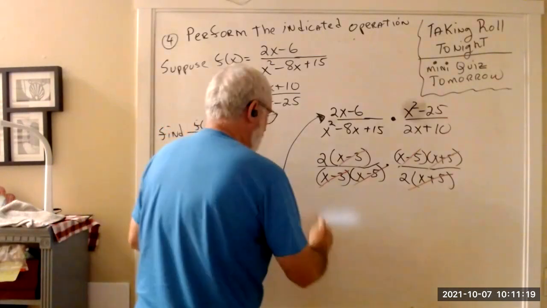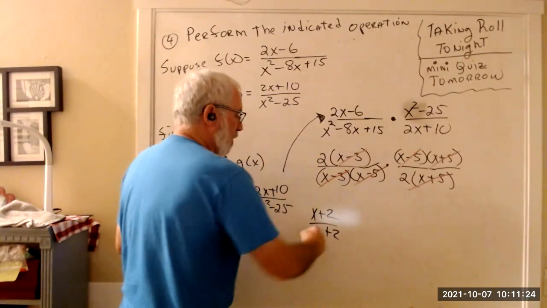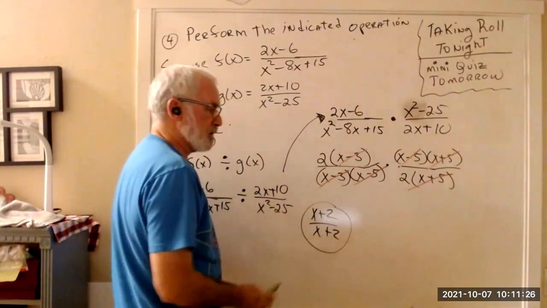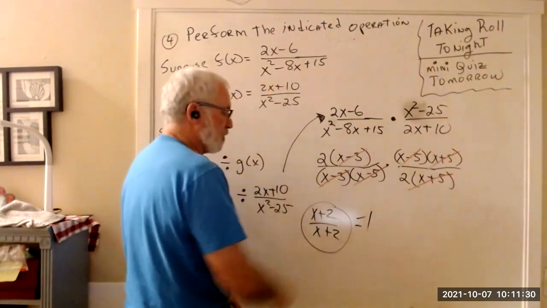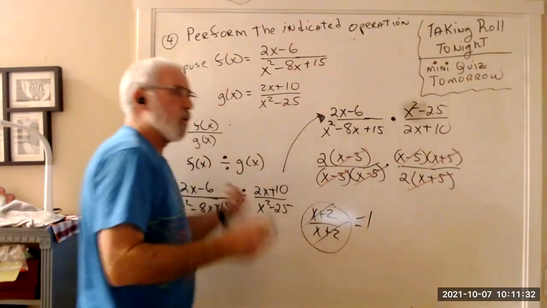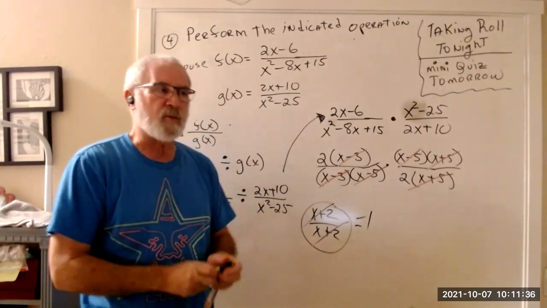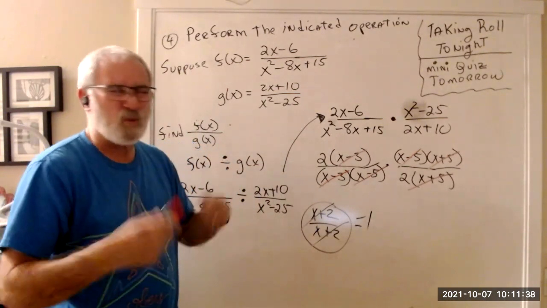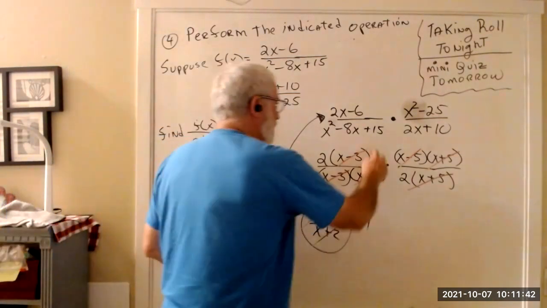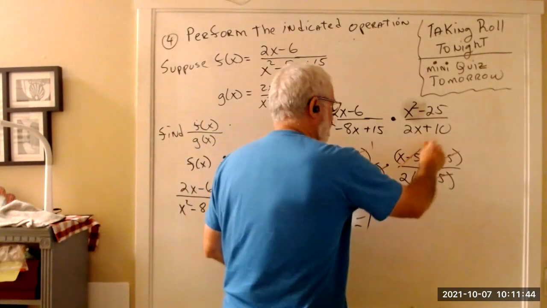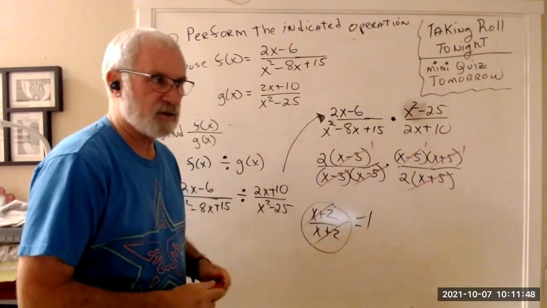If you have x plus 2 over x plus 2, well, we know from arithmetic that anything divided by itself is 1. So when we're canceling it, we're basically saying it equals 1. And we're saying that in most cases, 1 doesn't matter. Okay, so these cancel and make 1. These cancel and make 1. These cancel and make 1, whichever cancel.